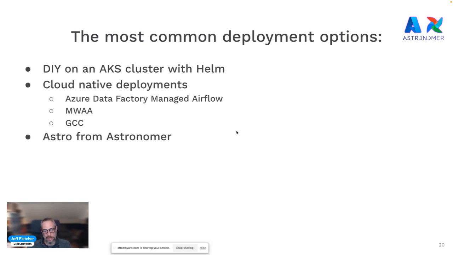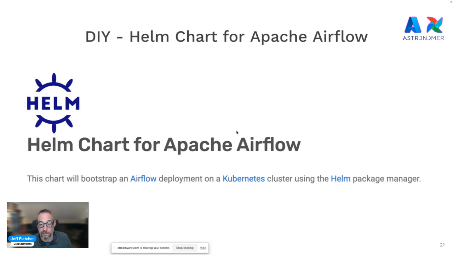There's MWAA, which is the AWS version. There's GCC, which is the Google version. And then there's Airflow from Astronomer. So we also provide a managed infrastructure. We deploy onto all three cloud providers. So we will deploy into Azure for you and manage that infrastructure on your behalf. So you can do the Helm chart. So there is a Helm chart for Apache Airflow.